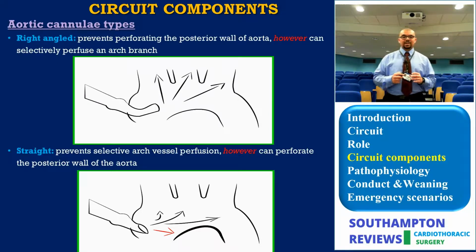Now let's start with the tip of the cannula, the form of the tip. There is right angled and straight. Right angled has the benefit of not hitting the back wall. It's safer in insertion, especially in a smaller aorta. However, it has the drawback of being susceptible to selective flow, so you can easily direct the flow into one of the arch vessels, not the rest of the arch. On the other hand, the straight cannula is more likely to hit the back wall if you're not careful, of course. Yet it's less likely to create selective flow.